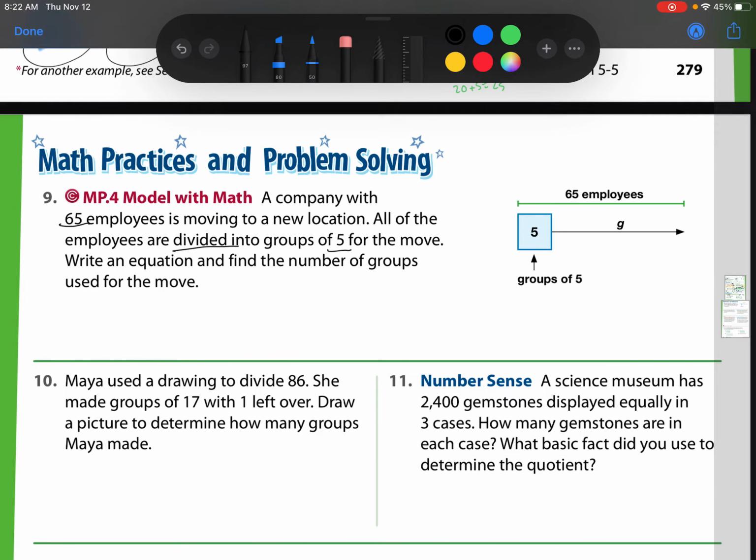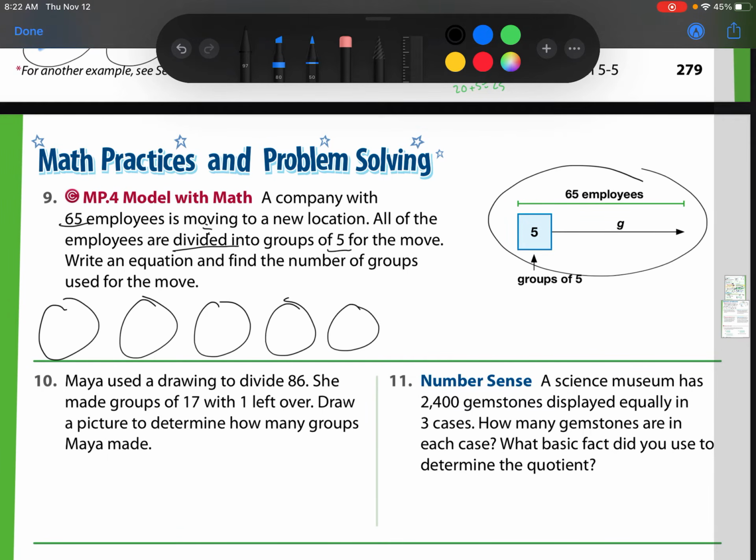So it already is using that word divided, so I probably know I'm going to divide here. Write an equation, find the number of groups for the move. And look, they even have that picture for us. So we can do our model of 1, 2, 3, 4, 5, and we have 65 we're breaking up. So 10, 20, 30, 40, 50. We have 110 left over. So what is that? That's 10 ones.